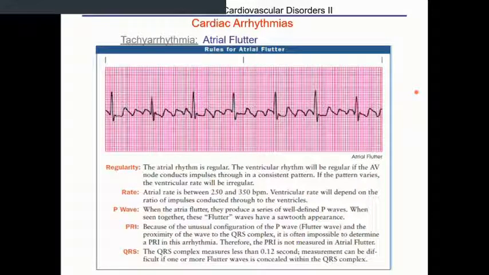When the atria flutter, they produce a series of well-defined flutter waves. When seen together, these flutter waves have a sawtooth appearance. Because of the unusual configuration of the flutter wave and its proximity to the QRS complex, it is often impossible to determine a PR interval in this arrhythmia. Therefore, the PR interval is not measured in atrial flutter. The QRS complex measures less than 0.12 second, and measurement can be difficult if one or more flutter waves is concealed within the QRS complex.